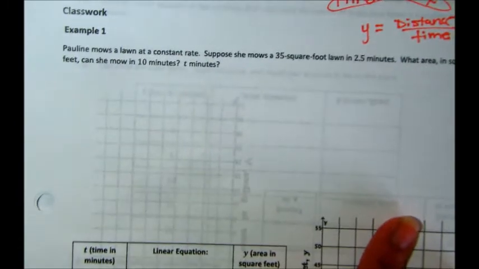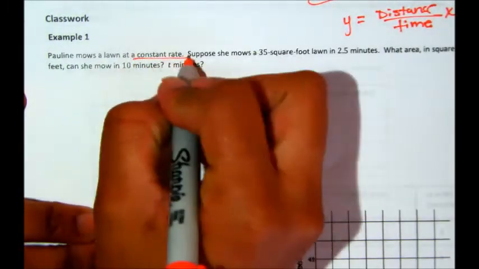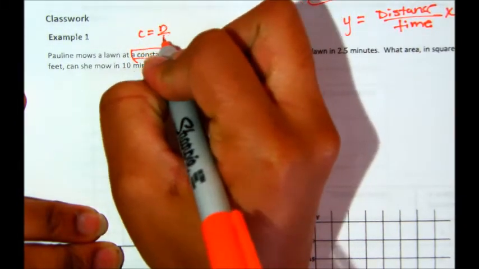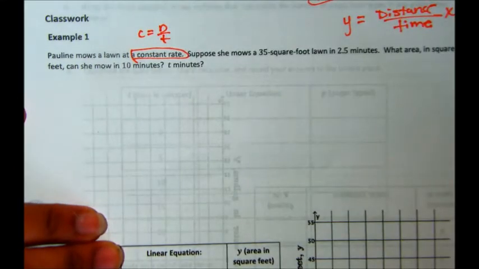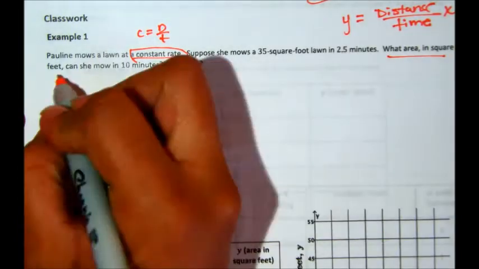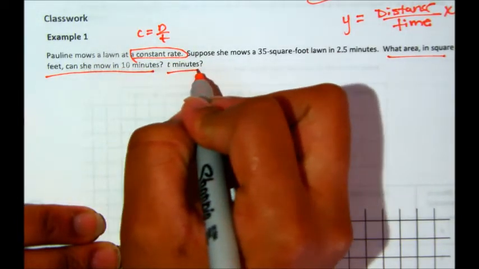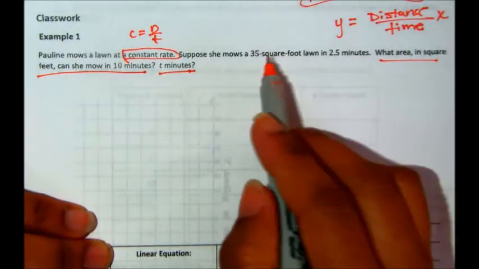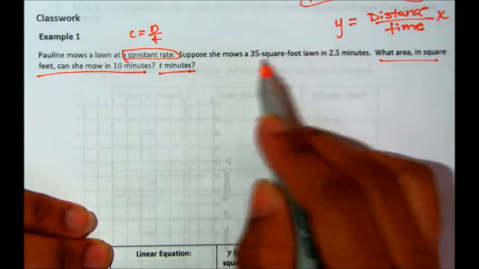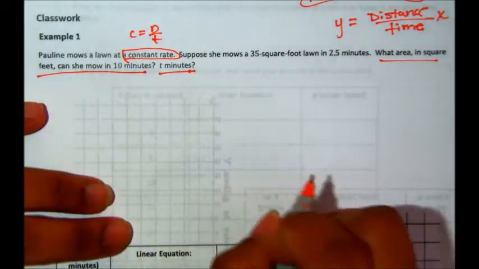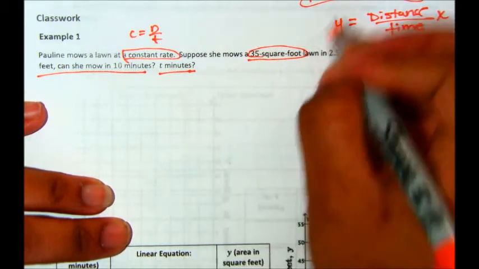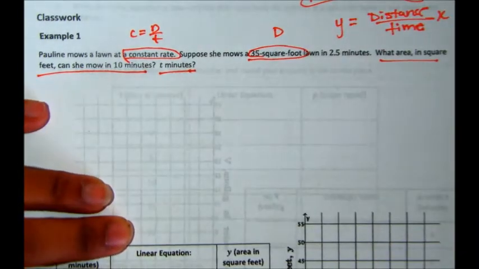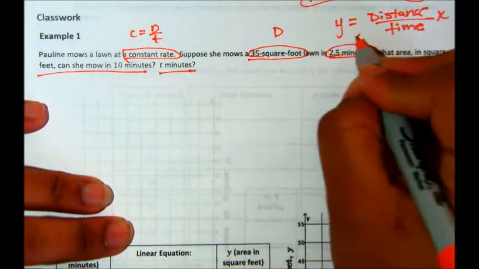Simple one. Pauline mows a lawn at a constant rate. Suppose she mows a 35 square foot lawn in 2.5 minutes. What area in square feet can she mow in 10 minutes? What about in t minutes? In the first sentence, which measurement talks about my distance? Yeah, square feet is my distance. It's going to leave 2.5 minutes to be my time.